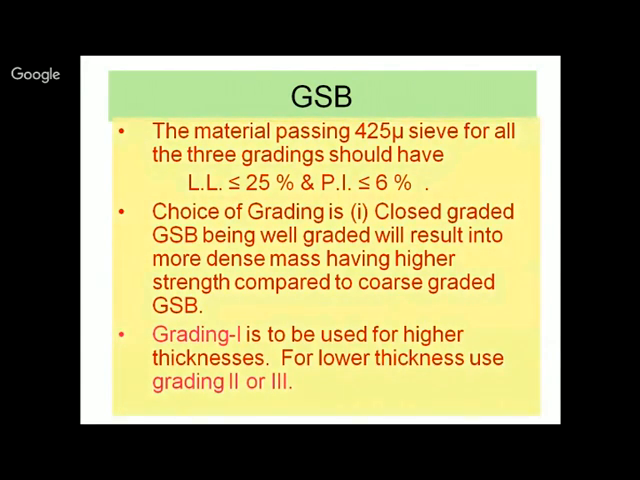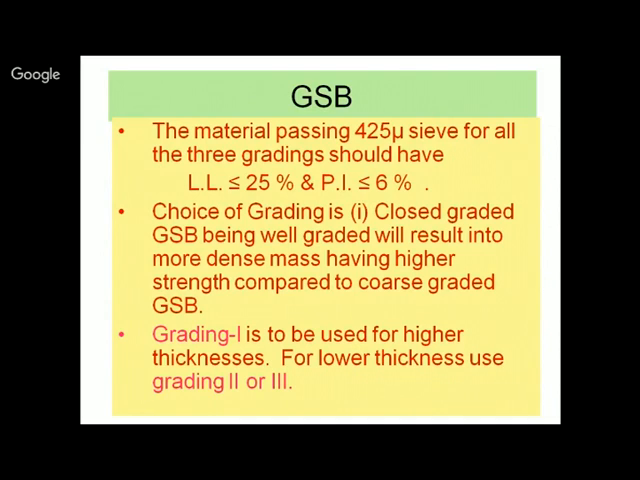Now there are three gradings for each of them, for coarse as well as close, and then we need to know which one is suitable for what purpose. So grading 1, because the maximum particle size is limited to less than 75 mm, obviously a larger particle size grading should be used for higher thicknesses, and for lower thicknesses we can go for smaller particle sizes, which are reflected in grading 2 and grading 3.